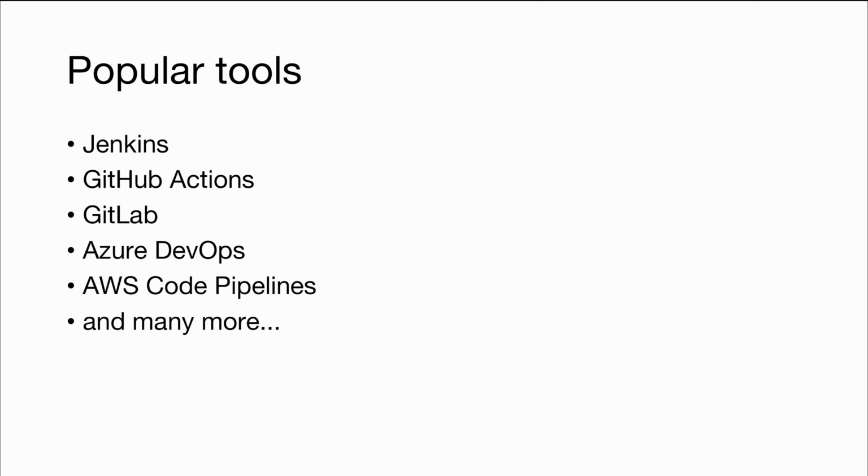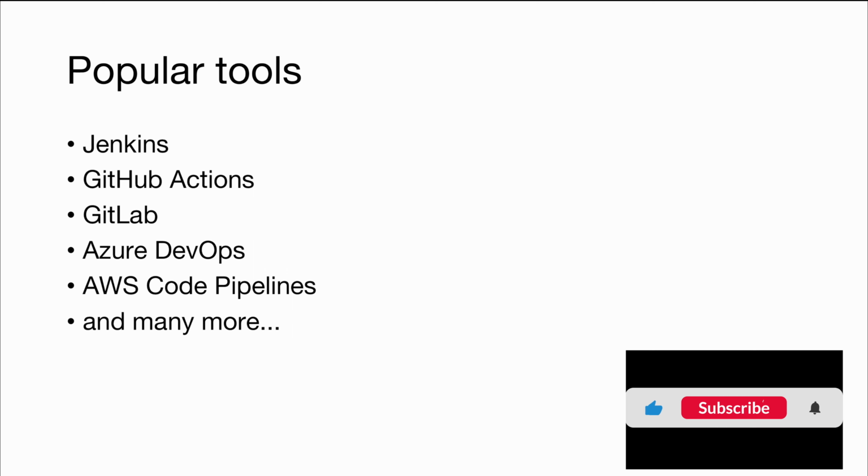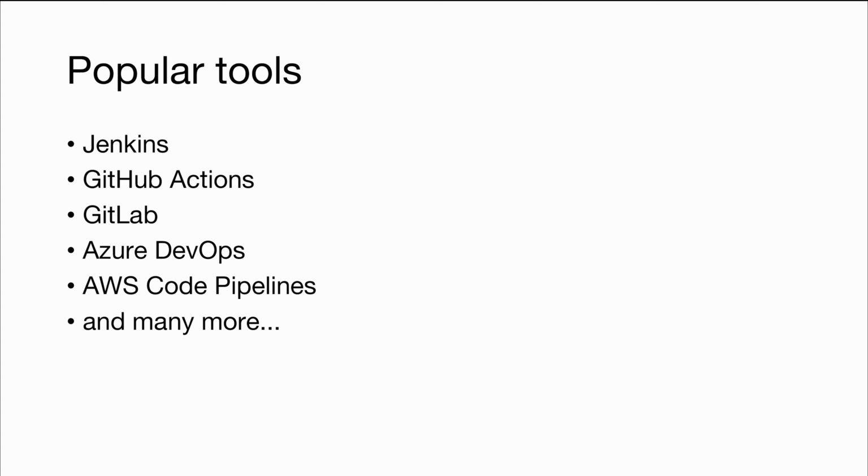Now, what are the popular CI/CD tools? So there are Jenkins, GitLab, GitHub Actions, Azure DevOps, AWS CodePipeline, and many more. It totally depends on which one fits best for your development environment, and which one is easy for you to learn. So you can explore their documentation and pick one for yourself and start learning it.